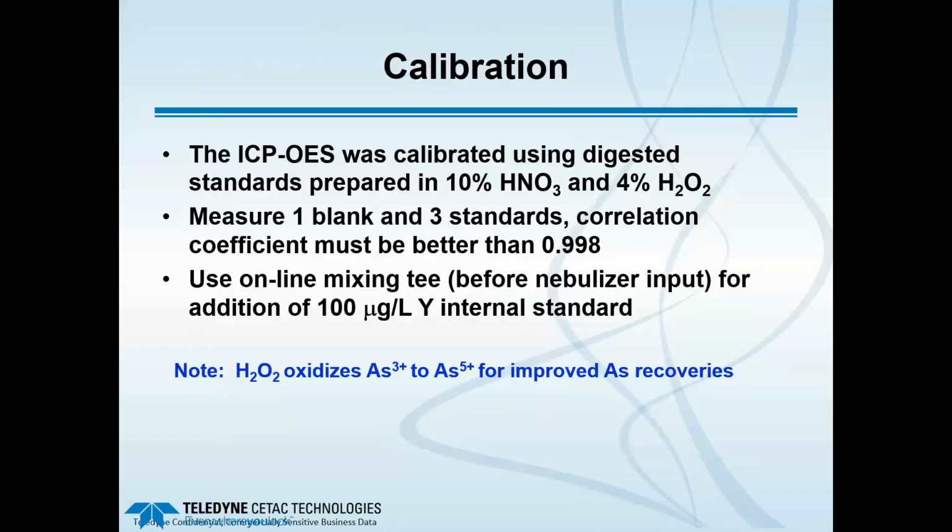So, starting then with the tests, the ICP-OES was calibrated using digested standards prepared in 10% nitric acid and 4% hydrogen peroxide. And this, of course, gives indication of the materials that we were using for digesting the beverages and the food matrix products. We measured 1 blank and 3 standards, and the correlation coefficient for the calibration curves to be valid must be better than 0.998.